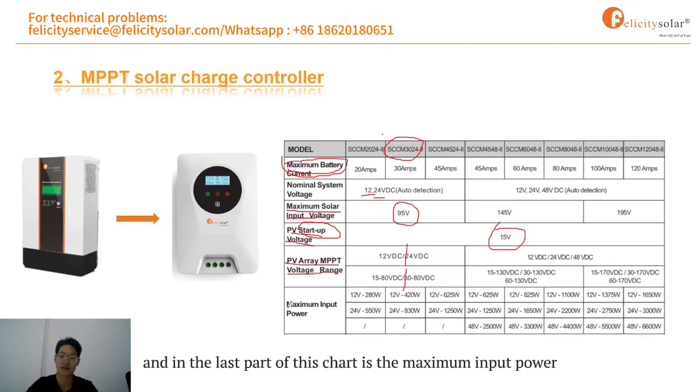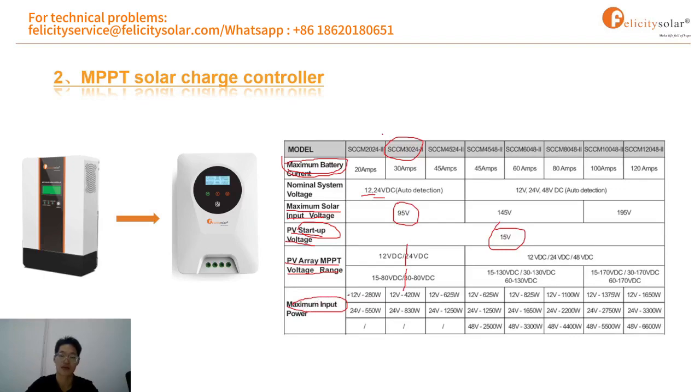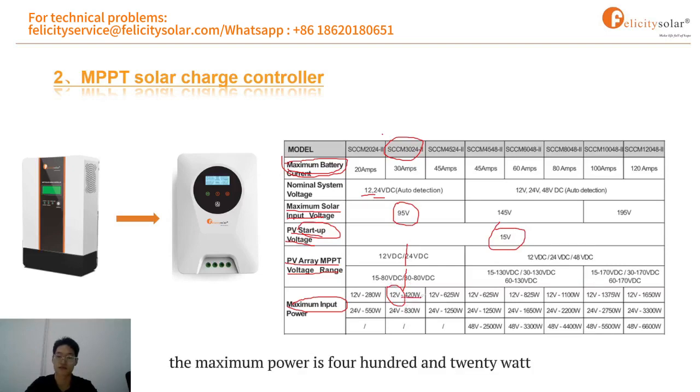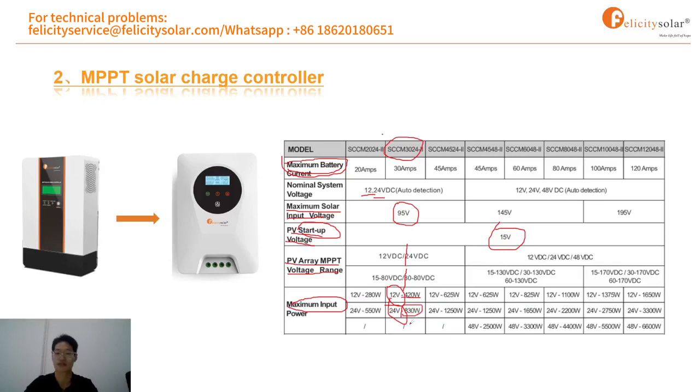And the last part of this chart is the maximum input power. In the 12 voltage system, the maximum power is 420 watt. But in the 24 voltage system, the data will double. Now it's 830. That's the basic data.